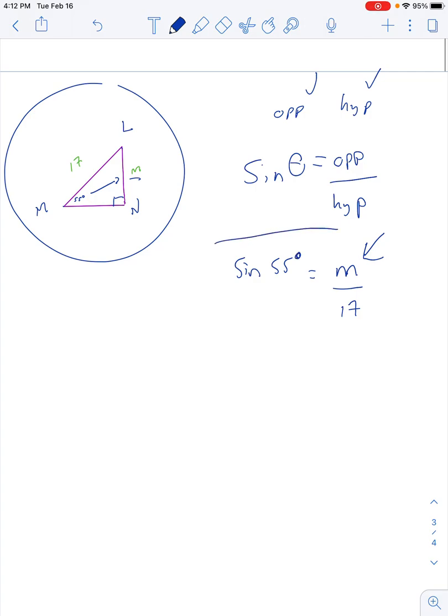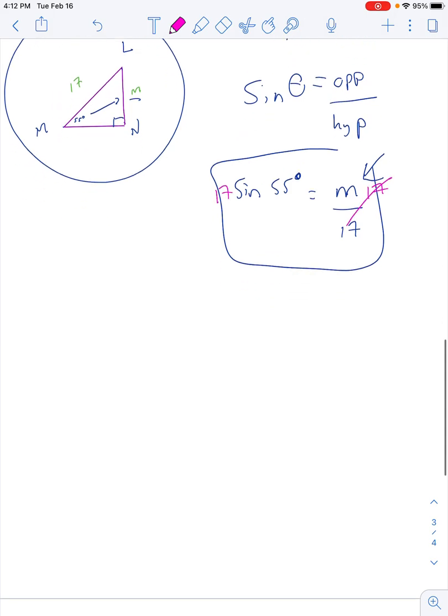Now, we're looking for letter M. But right now, we're dividing M by 17. So we have to undo dividing by 17. So how do you undo dividing by 17? Well, we have to times by 17 on both sides. So in this case, M is going to be equal to 17 times the sine of 55. And if that bothers you, you're like, what the heck is the sine of 55? You just do it on your calculator. The sine of 55, I punch it in. I'm in degree mode. It's 0.82. So that's about 0.82 times 17. And I get 13.92.